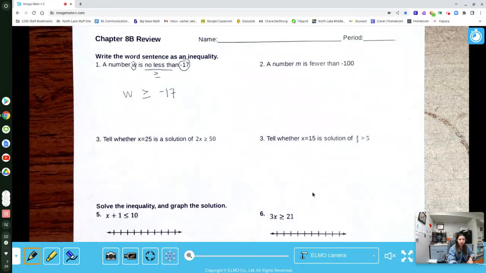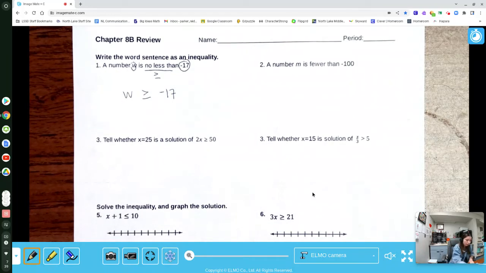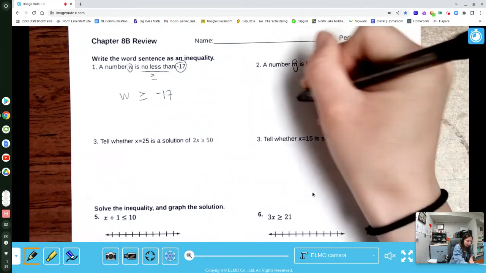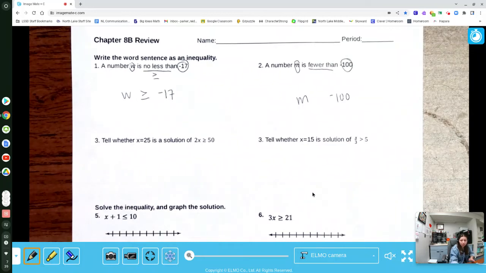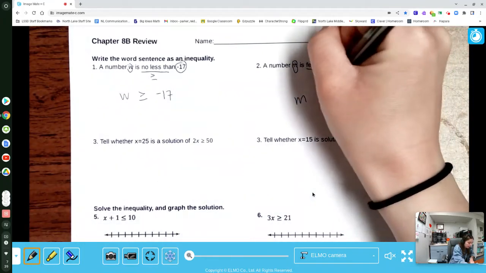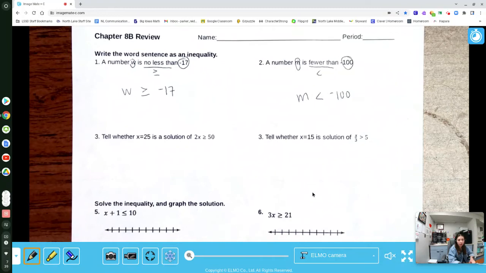Question 2, a number M is fewer than negative 100. So I know I'm comparing M and negative 100. I just need to think about what symbol fewer than means. Well, fewer than is just a different way to say less than. So M is less than negative 100, with the symbol pointing this way. And that is our final answer for question 2.